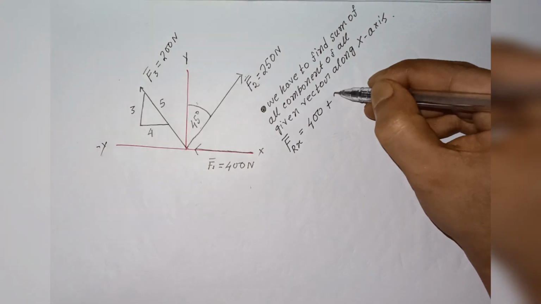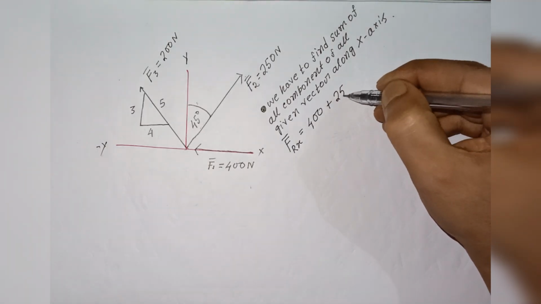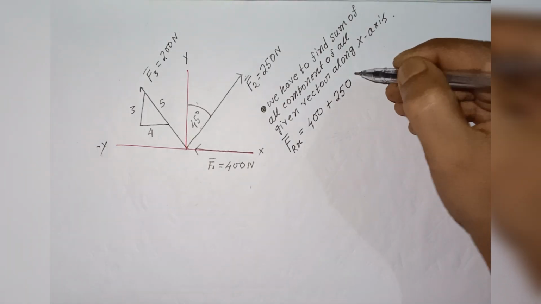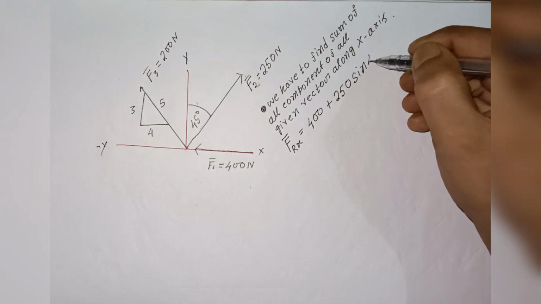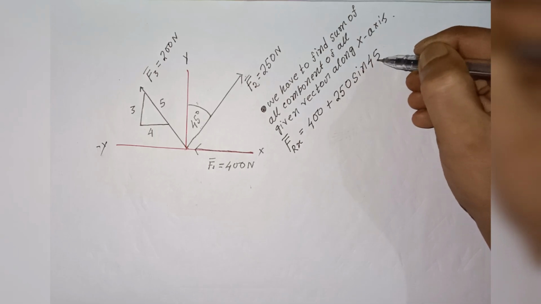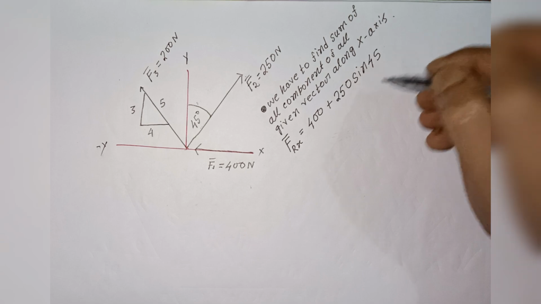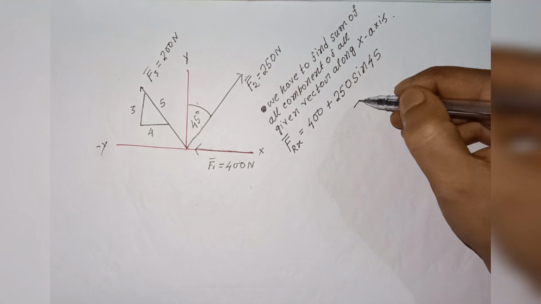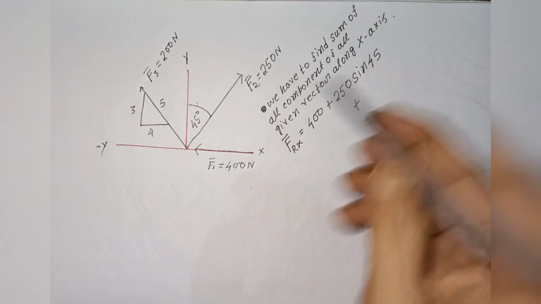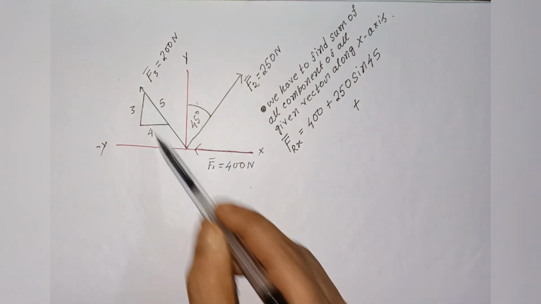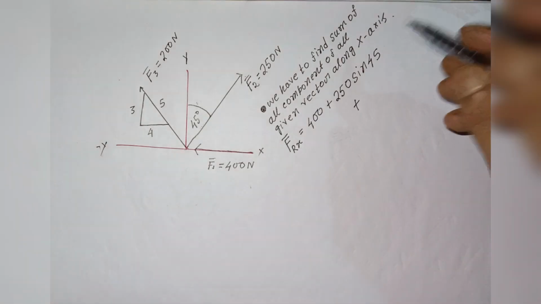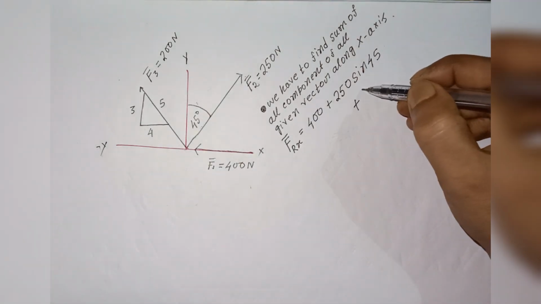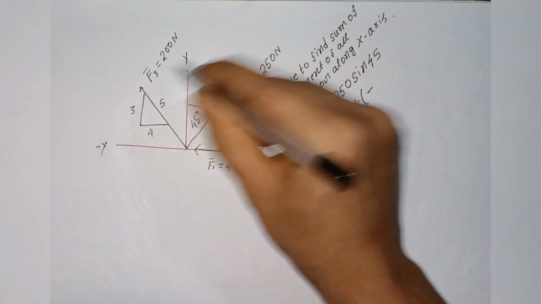Here is the rule: whenever theta is attached, use cosine. Wherever theta is not attached, use sine. Now take the F3 force. This component is going negative, along the reverse direction.